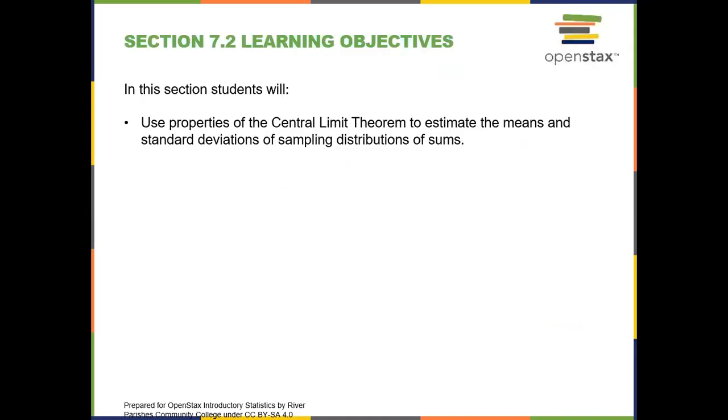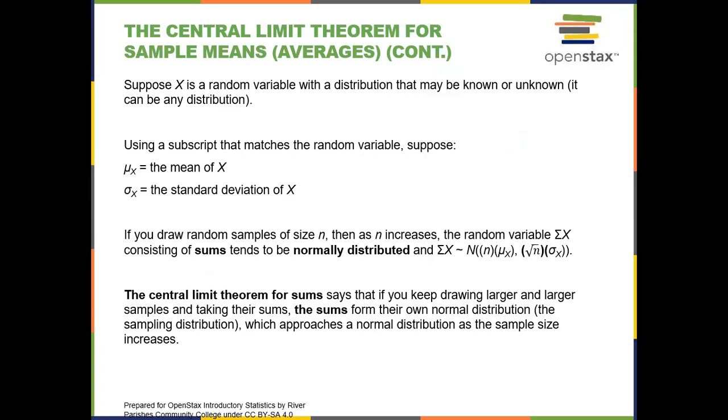Central limit theorem, similar idea. Suppose X is a random variable with a distribution that may be known or unknown. Using a sample that matches the random variable, suppose mu X is the mean of X and sigma X is the standard deviation of X. If you draw random samples of size small n, as n increases, the random variable of sums tends to be normally distributed, with a mean which is n times mu X, and the standard deviation is square root of n times sigma X.